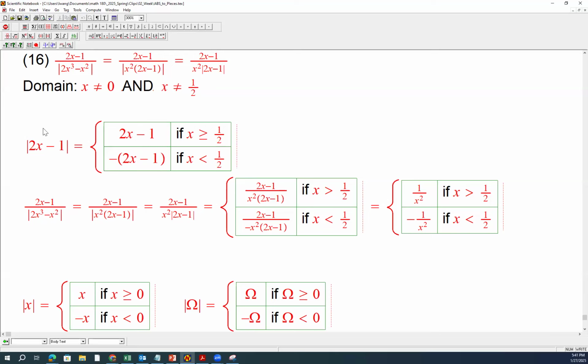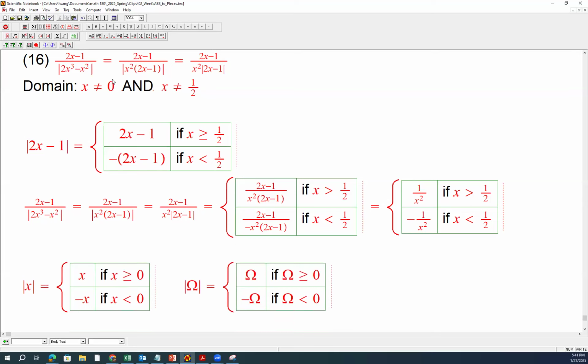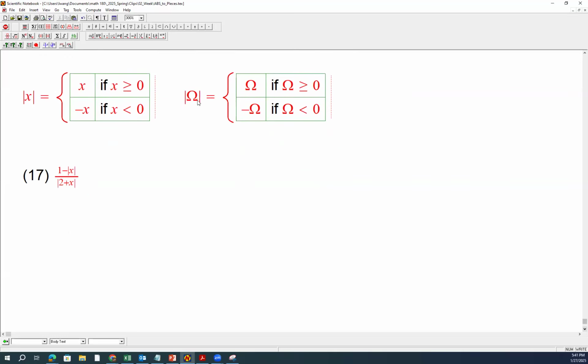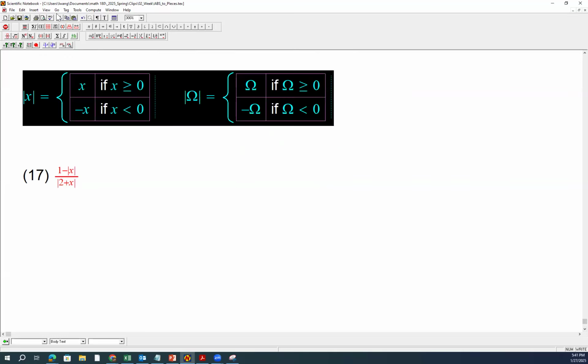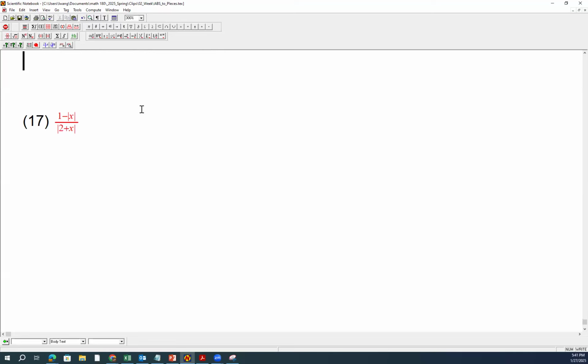You can see these expressions come in a bit more complex, and we have to use our factoring technique. All right. Next, we have a very interesting one. We have two absolute values.